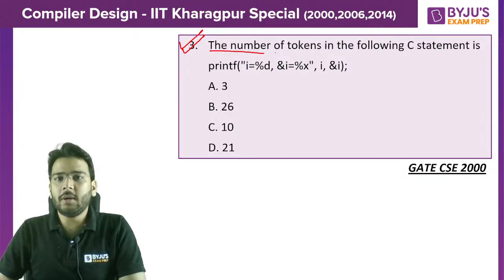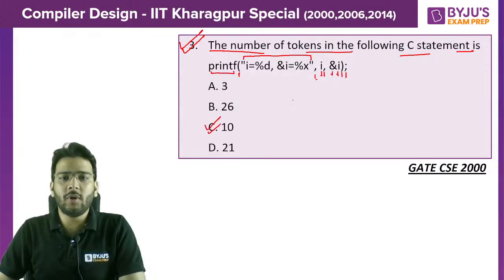Okay, let's do it. The number of tokens in the following C statement is, so let's identify the tokens here. This is 1, that is a keyword, printf is a keyword, 1. Then you have the open parenthesis, then you have this literal, you are going to consider this as 1 token, then this one, all these are tokens: 1, 2, 3, 4, 5, 6, 7, 8, 9, 10. 10 tokens are there. You can count it. 10 tokens are there. Clear?